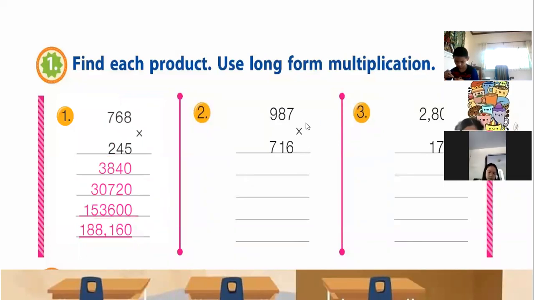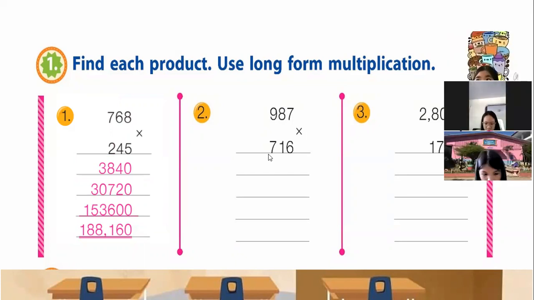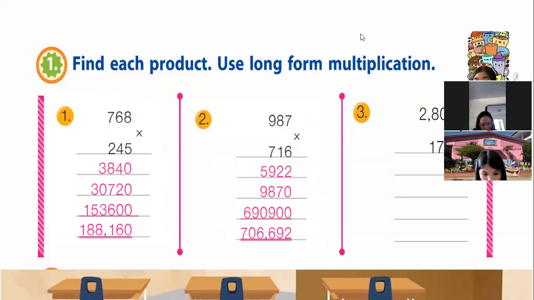Now again, question number 2. So question number 2, we have 987 multiplied by 716. All right. So first of all, 6 multiplied by 7. 6 multiplied by 7 is equal to 42. So 2 we're going to write at the 1 place, right? And 4 will be carried over at the 10 place.